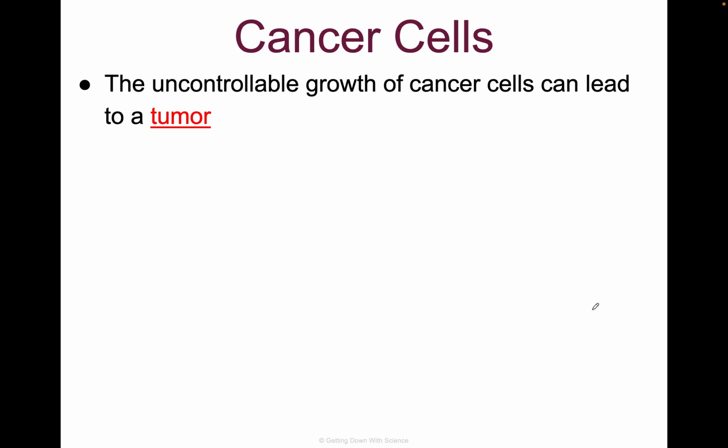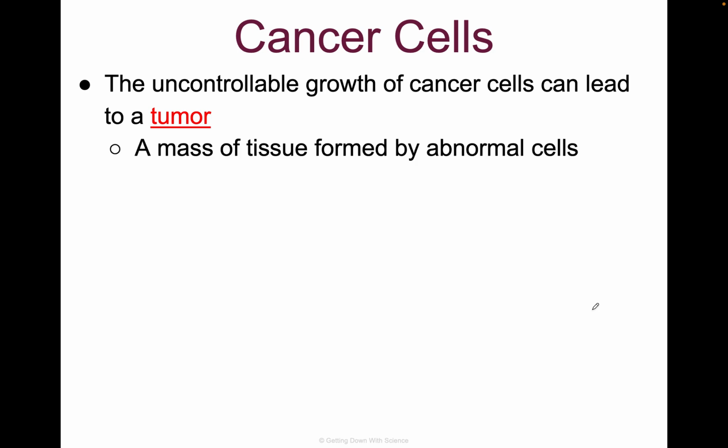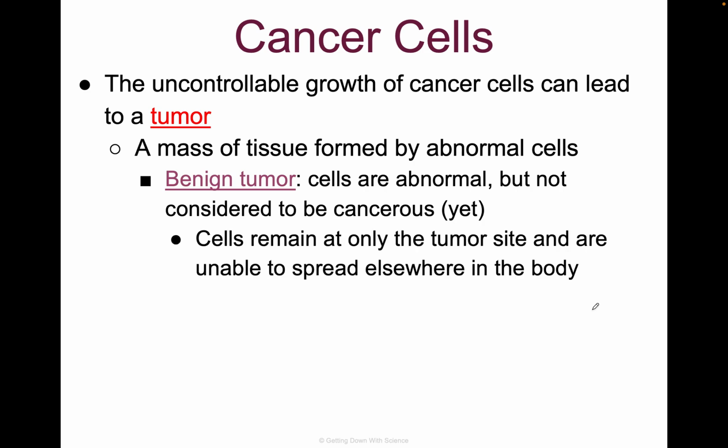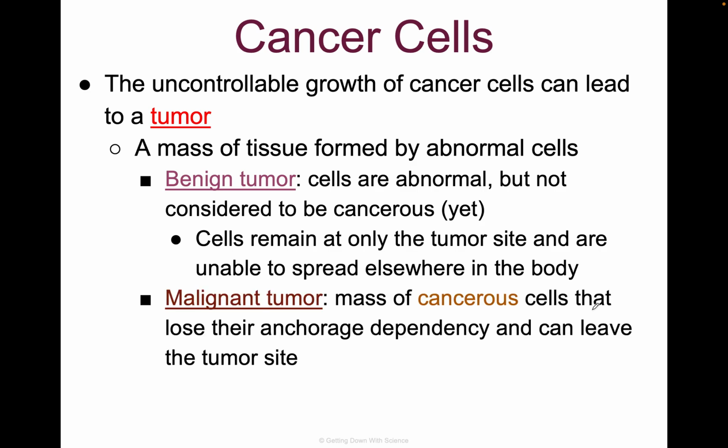So uncontrollable growth of a cancer cell can lead to a tumor. It's a mass of tissue formed by abnormal cells. Two different types of tumors. There's benign tumors. This means the cells are abnormal but not considered to be cancerous. Cells remain only at the tumor site and are unable to spread anywhere else in the body. So again, this is just an overgrowth of cells.